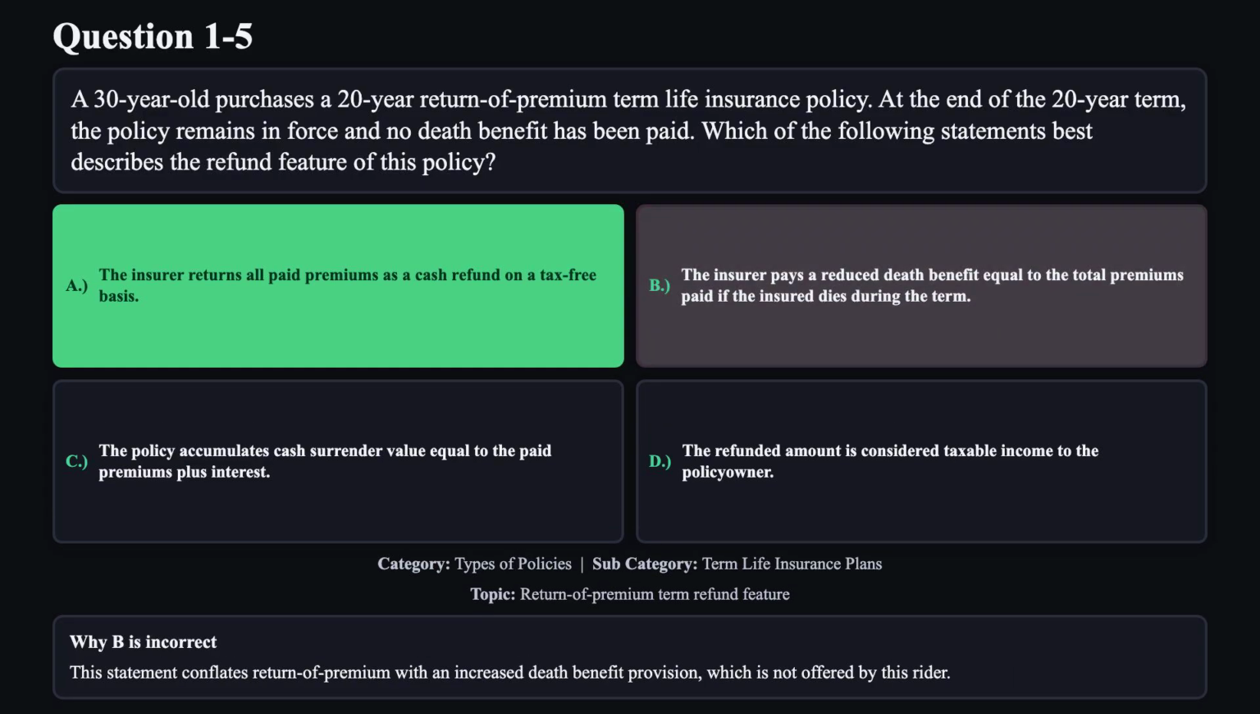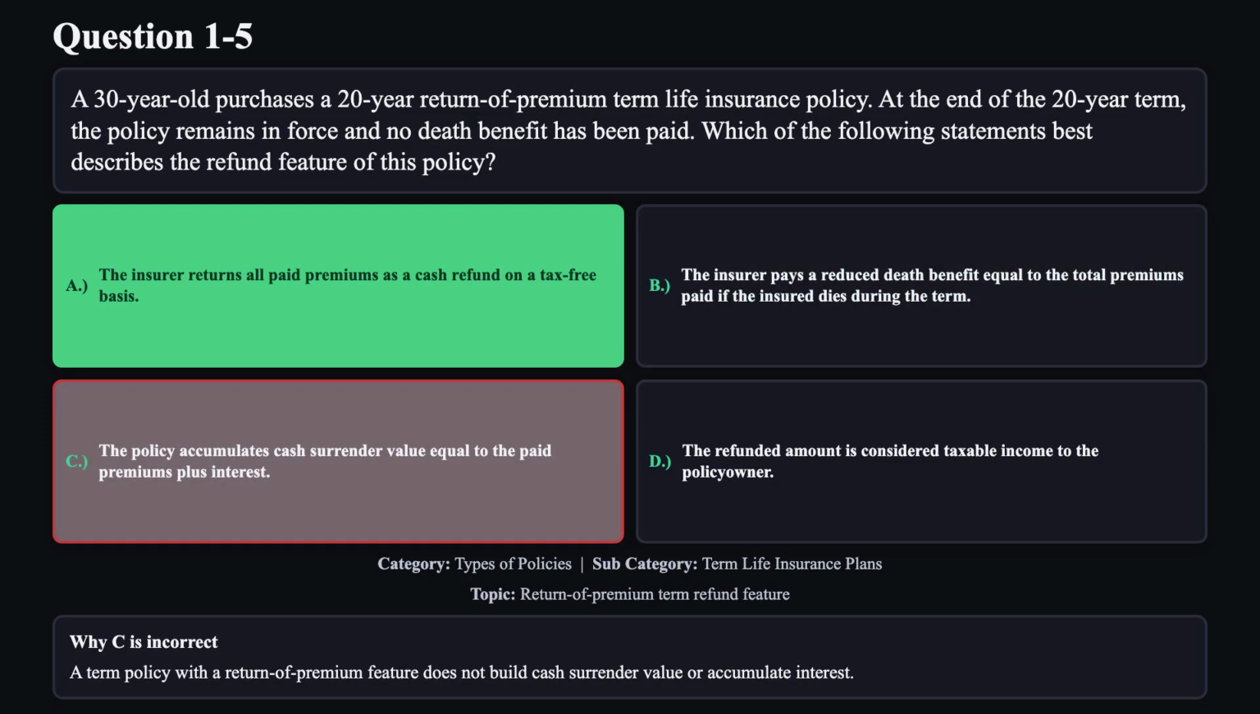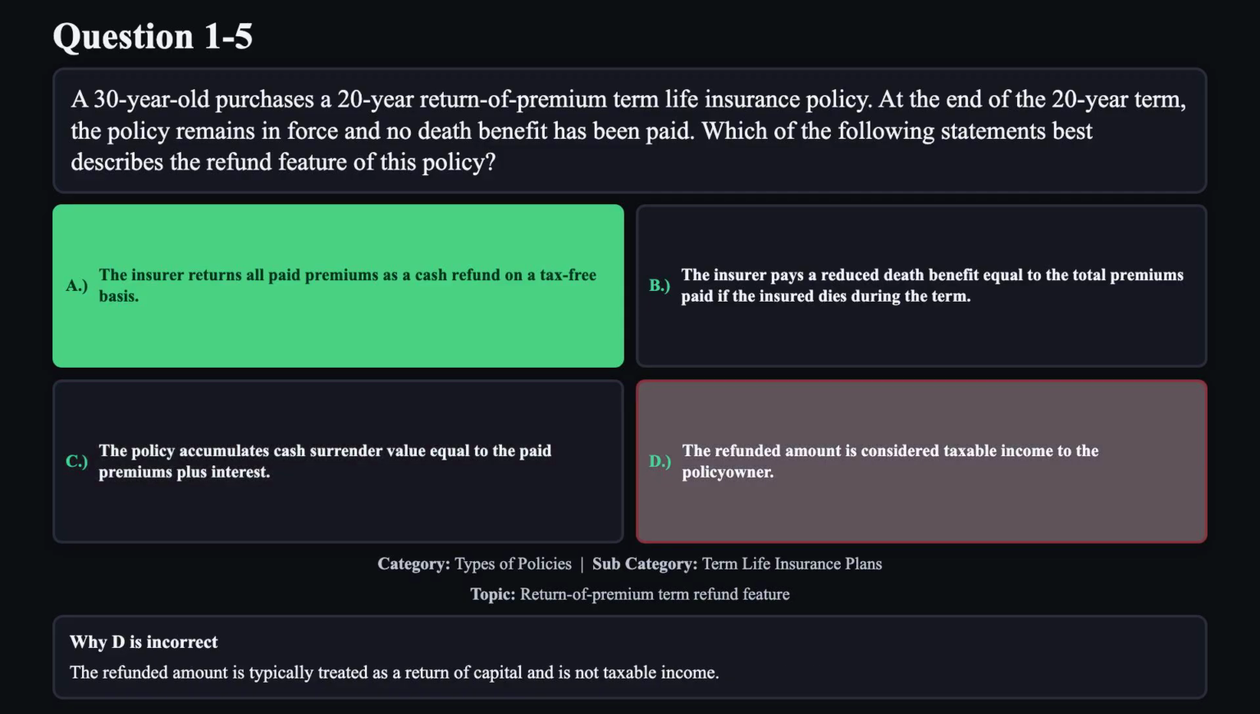Reason B is not correct. This statement conflates return of premium with an increased death benefit provision, which is not offered by this rider. Reason C is not correct. A term policy with a return of premium feature does not build cash surrender value or accumulate interest. Reason D is not correct. The refunded amount is typically treated as a return of capital and is not taxable income.